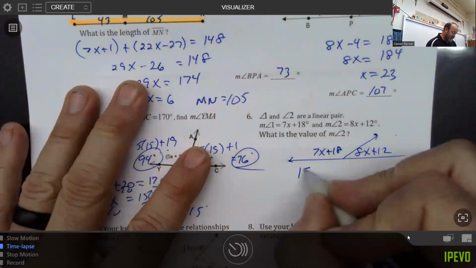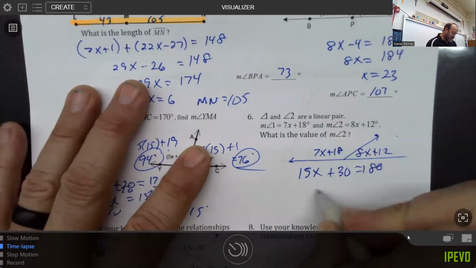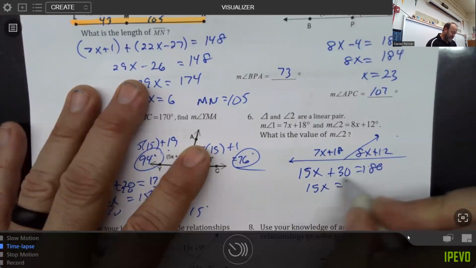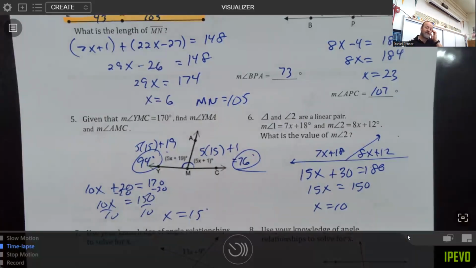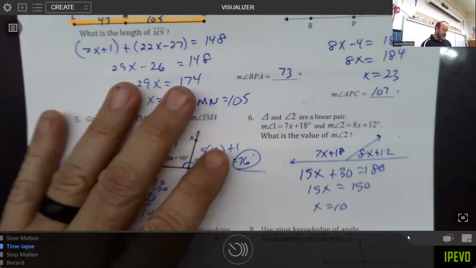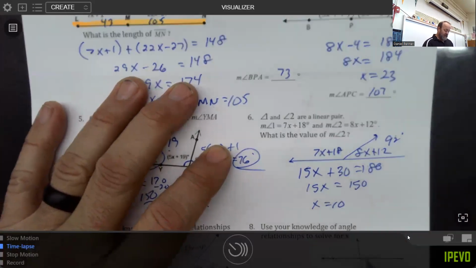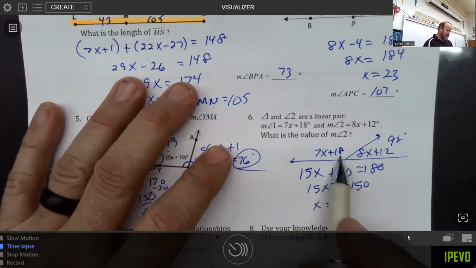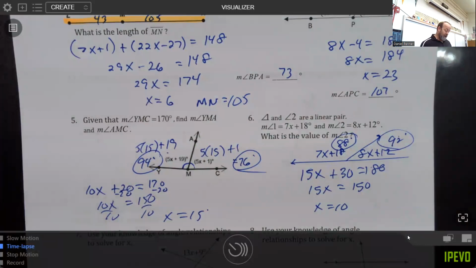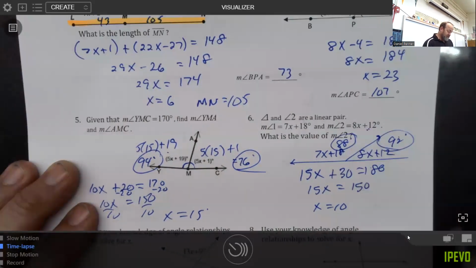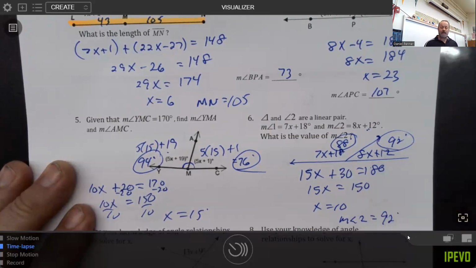If we add those two together, you get 15x plus 30 equals, again, 180. So that would make 15x equals 150 if I subtract 30 from both sides, and I got x is 10. What a super nice number that is. If I plug that in, 8 times 10 is 80, plus 12 is 92, and 7 times 10 is 70, plus 18 is 88. So those are the two angles, but remember, I wanted angle 2, so I can say that the measure of angle 2 is, in fact, this one right here, 92 degrees.